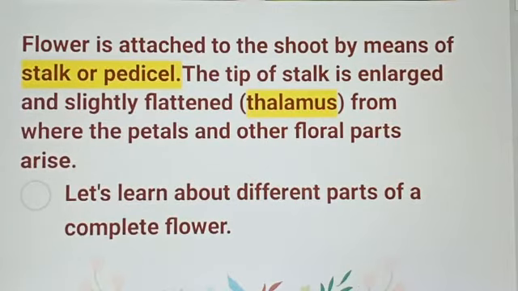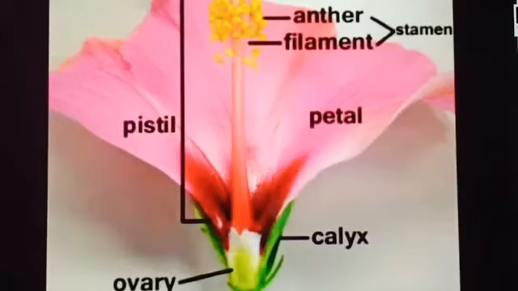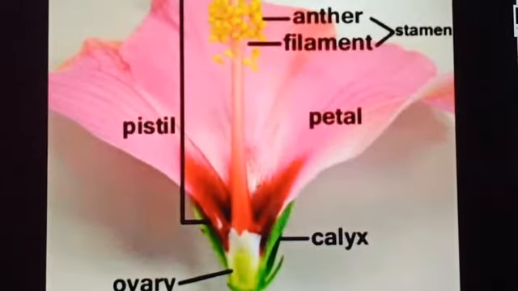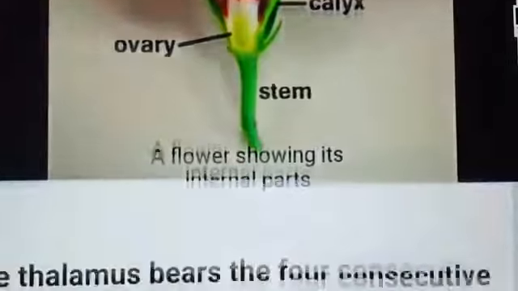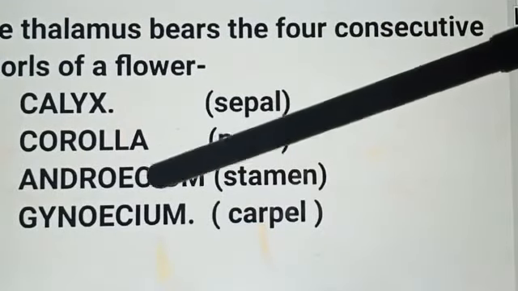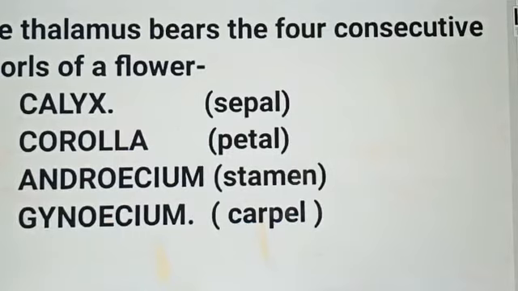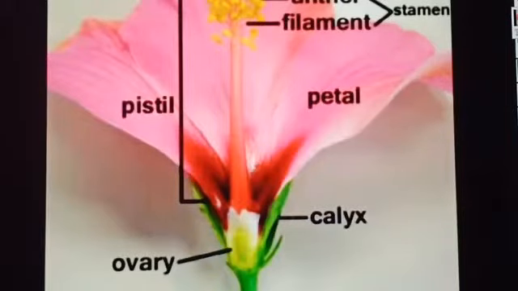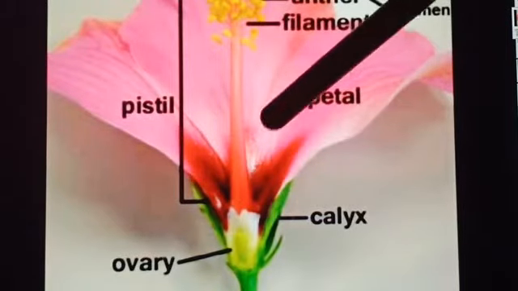And the other four whorls are there. So we will learn about it in our next slide. Here you can see the structure of a flower, which is a hibiscus flower. And as I told you, the flower consists of 4 whorls. What are those? Let's see. Those 4 whorls are calyx, corolla, androecium and the gynoecium. And if you see the picture, you can identify all the whorls.